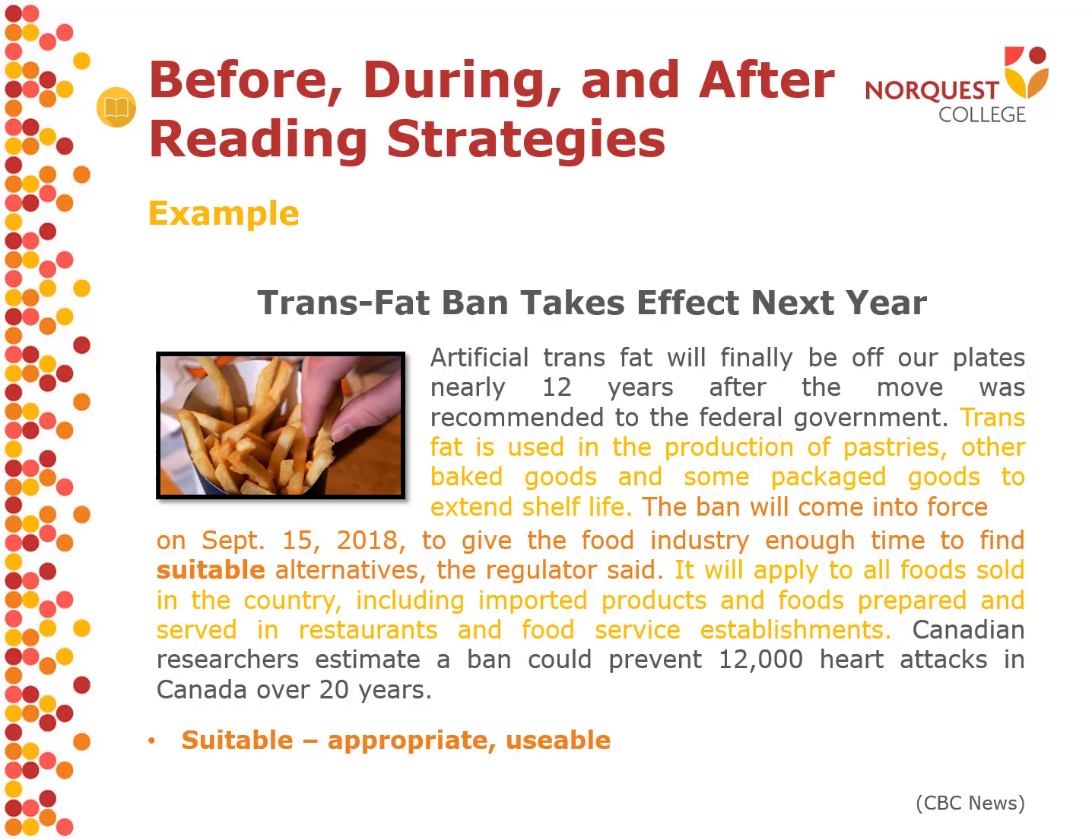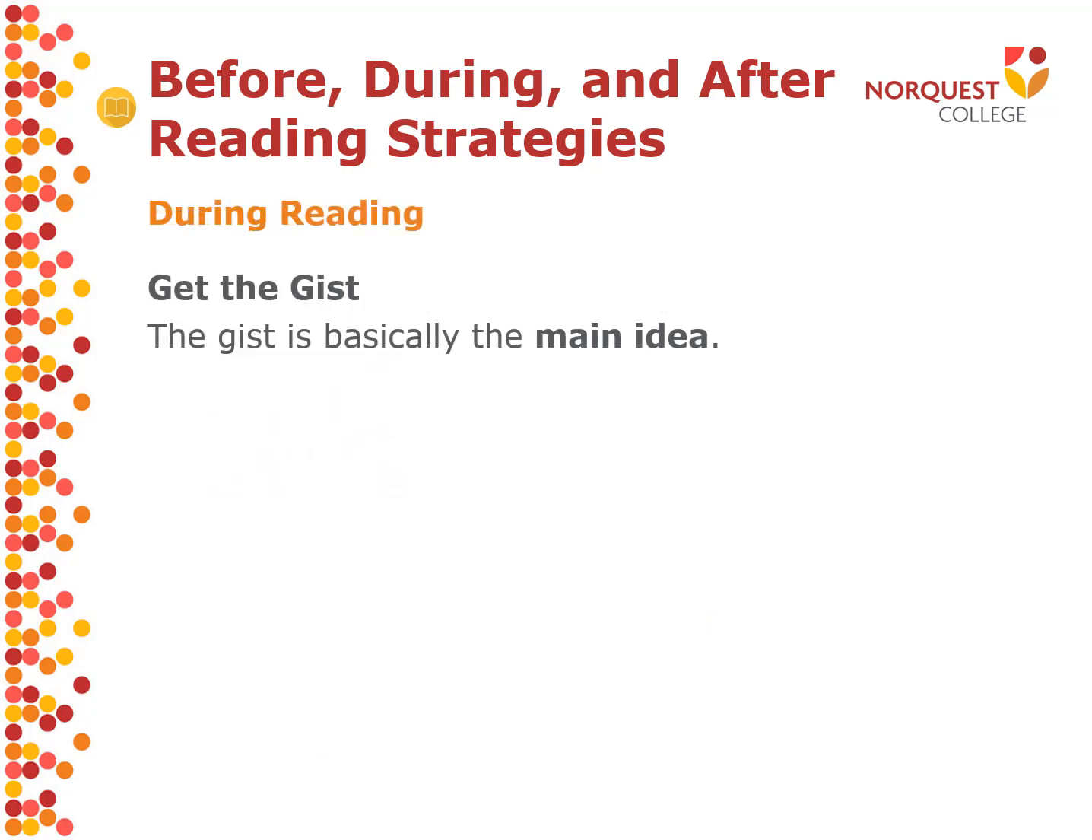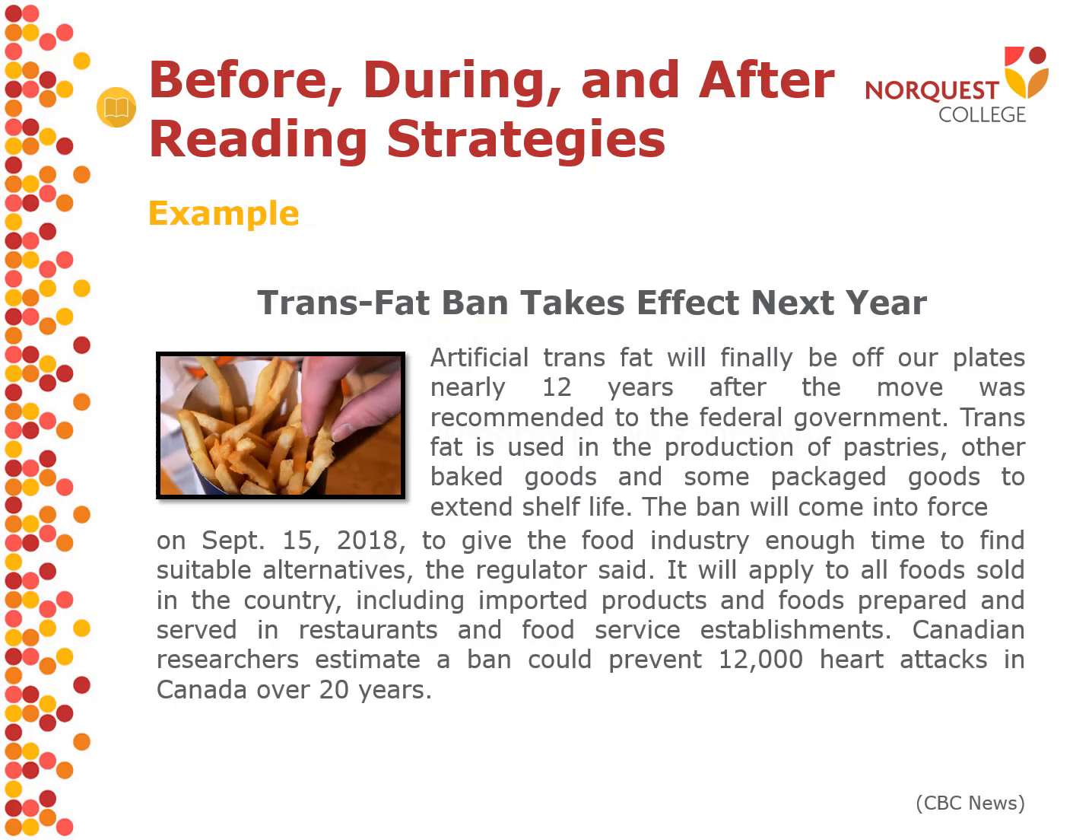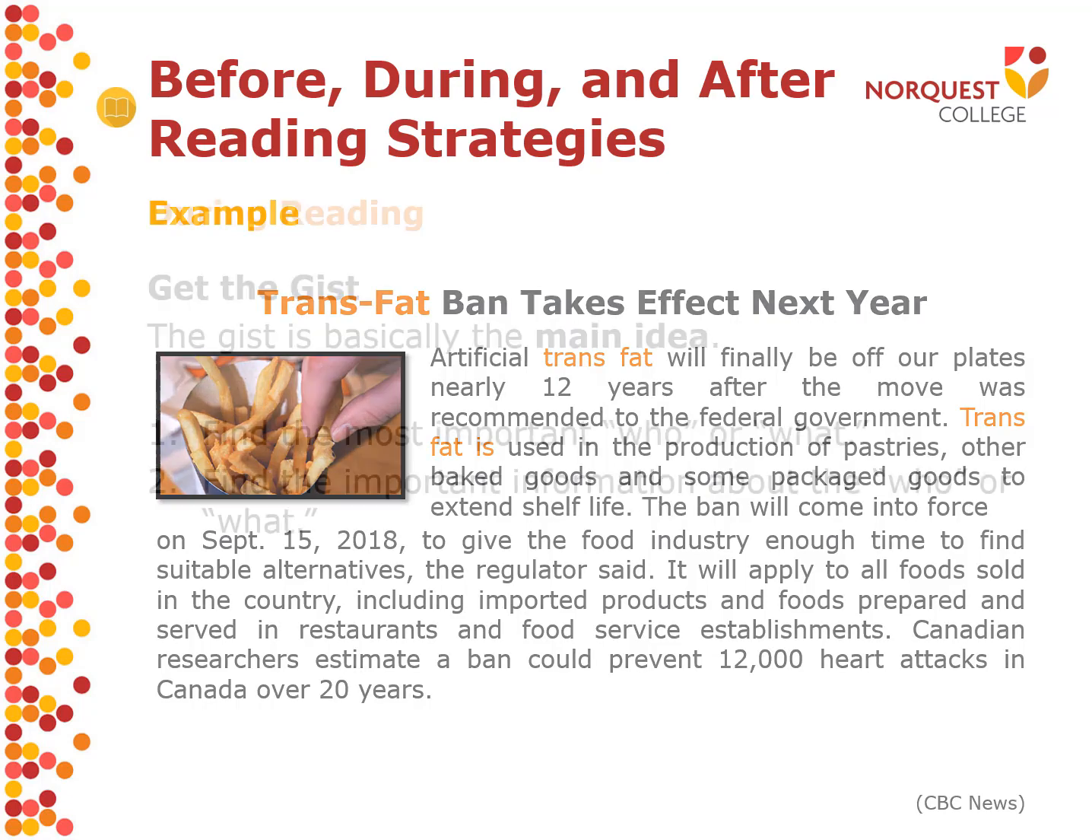So, Canadian researchers estimate a ban could prevent 12,000 heart attacks in Canada over 20 years. Next, while reading, I need to start getting the gist, which is basically the main idea. To get the gist, first find the most important who or what. Based on the title, based on the topic overall, the fact that the word trans fats repeats throughout it, I can say the what or the most important topic of this article is trans fats.